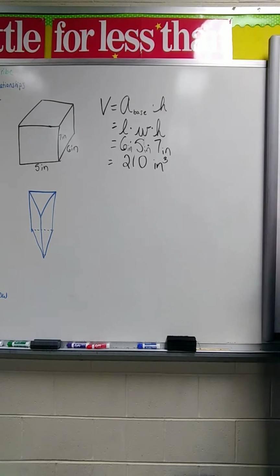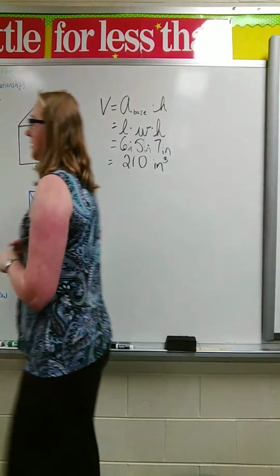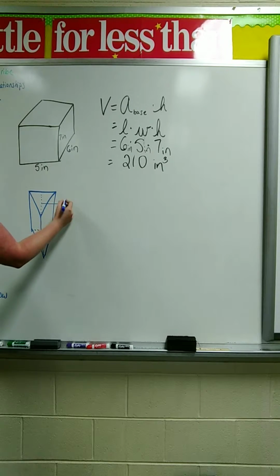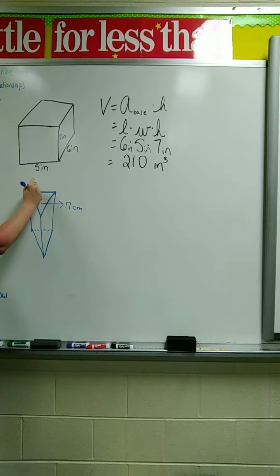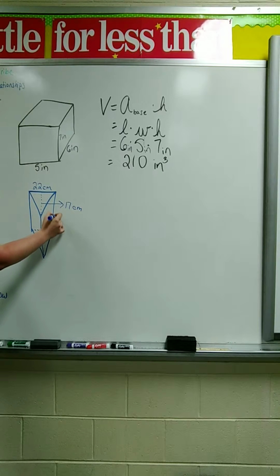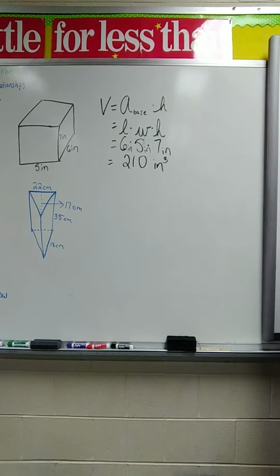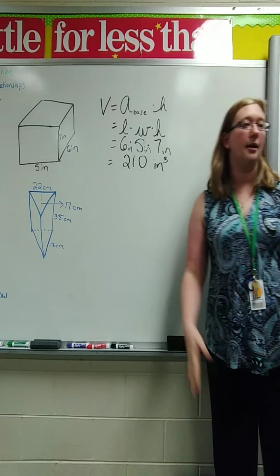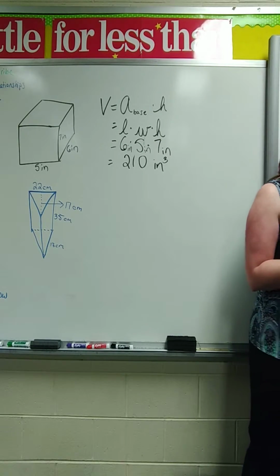Yeah? Okay. Let's look at finding the volume then of this triangular prism. Why am I calling this a triangular prism? Why am I calling that object a triangular prism? Because it's a prism. It has triangular faces. It's because our base is a triangle.